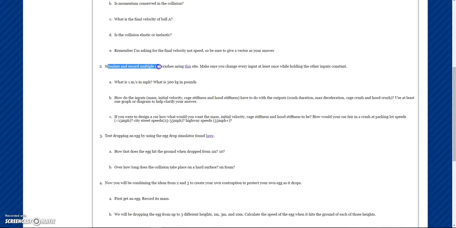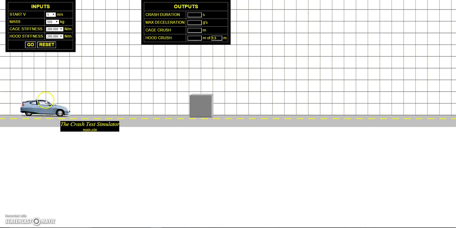I have students answer those questions, and then I move on to something a little more fun, where they can simulate and record car crashes using the site that I provide them here. And as you can see, this is a fun site where they can set up the starting velocity. Let's say 30. Oh, this car's going real fast.